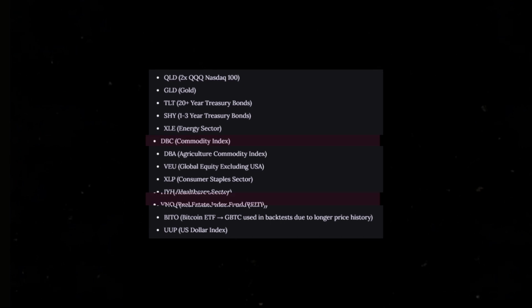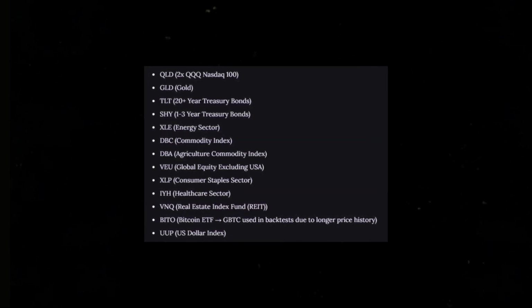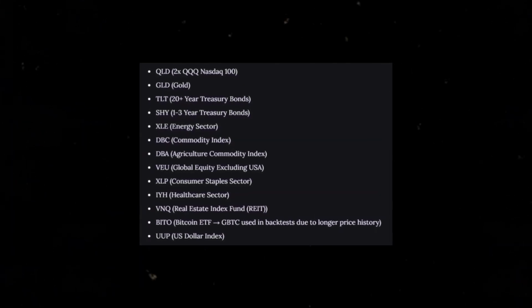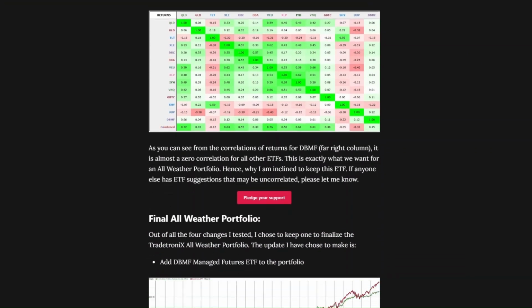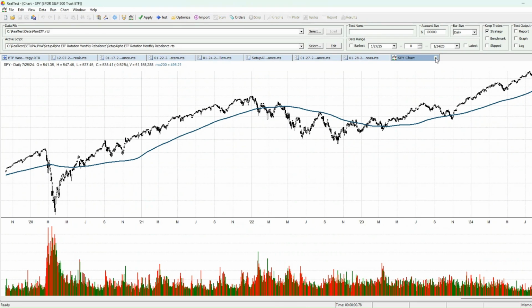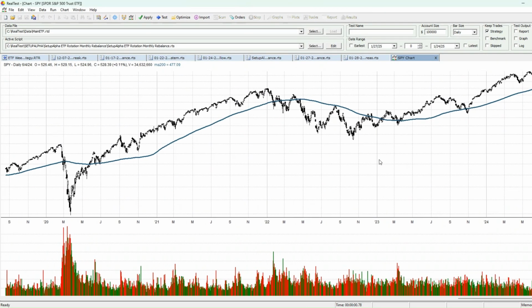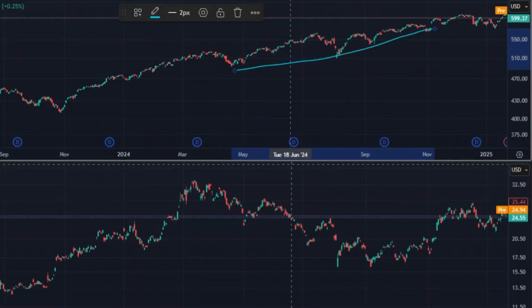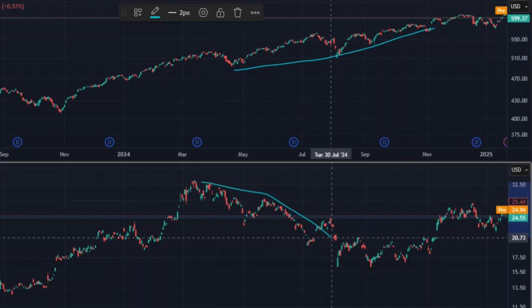Secondly, the portfolio includes 13 ETFs, chosen from research and resources like Tradetronics' Substack articles, and we only hold ETFs trading above their 200-day moving average, and we sell ETFs that drop below it. This minimizes exposure to underperforming assets.